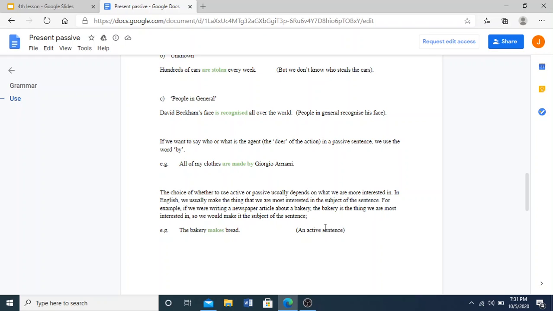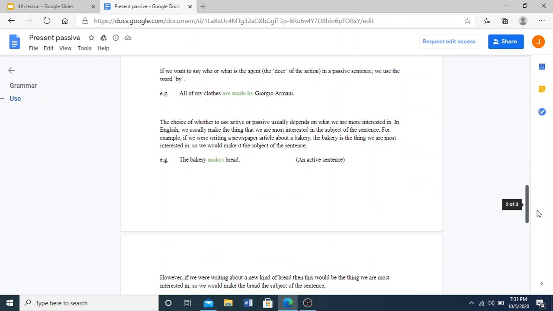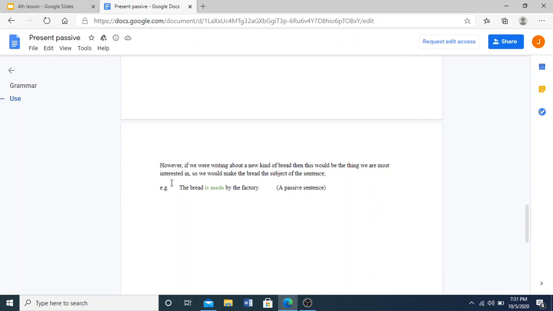Example, the bakery makes bread. The bakery makes bread. This is active. Now, however, if we were writing about a new kind of bread, then this would be the thing we are most interested in. So we'll make the bread the subject of the sentence. The bread is made by the factory. The bread is made by the factory, and now this is passive because we have introduced the word "by".